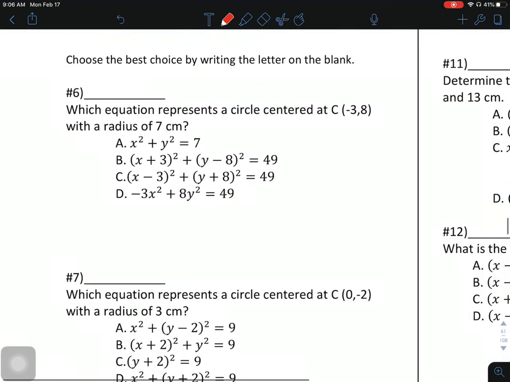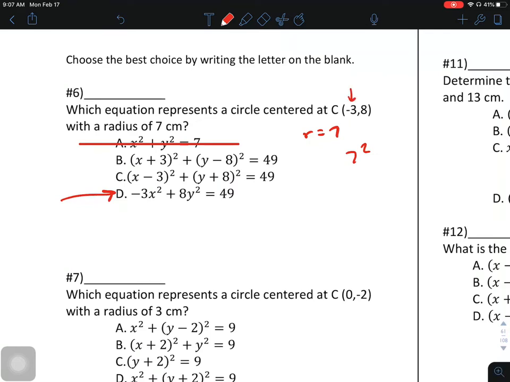Choose the best choice by writing the letter on the blank. Which equation represents a circle centered at negative 3, 8, and has a radius of 7? Well, we can eliminate this one right away, because if the radius is 7, then the right side's got to be 7 squared. So these are all 49s, so that checks out. I hope it's not D, because that is in a weird form that I don't know what to do with.